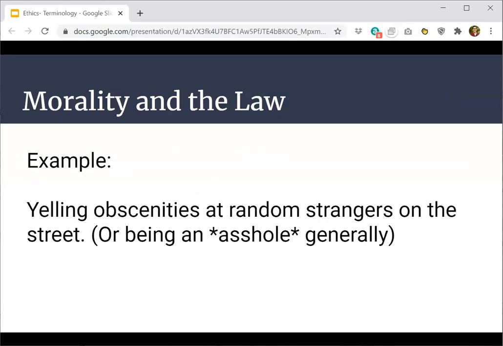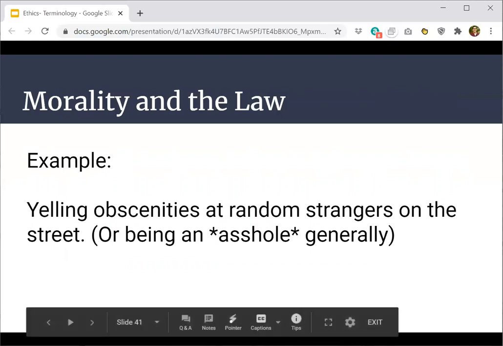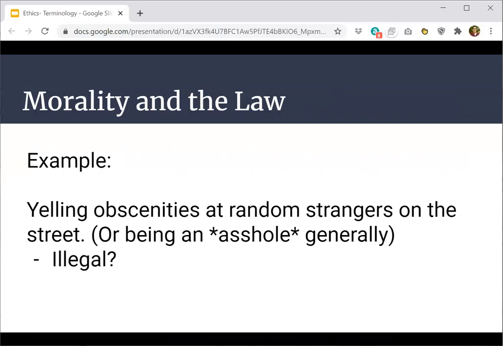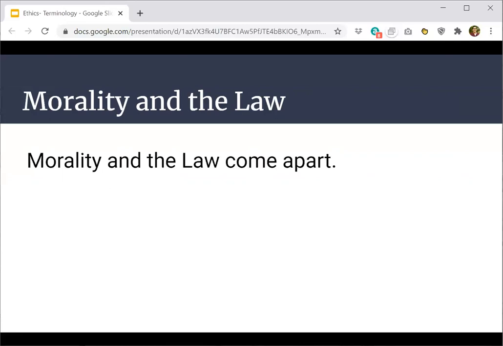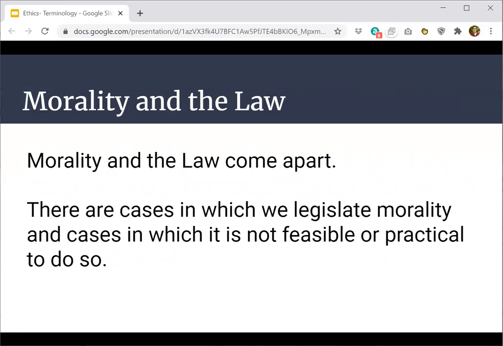On the other hand, imagine you yell obscenities at a random stranger on the street, or just act in an asshole-ish way generally. Is that something that is illegal? No, almost certainly not. I mean, as long as you're not committing some kind of hate crime. Is it immoral? Yes, of course. Being an asshole is something that you should not do. You should not try to be an asshole. Morality and the law come apart. There are cases in which we legislate morality and cases in which it is not feasible or practical to do so.